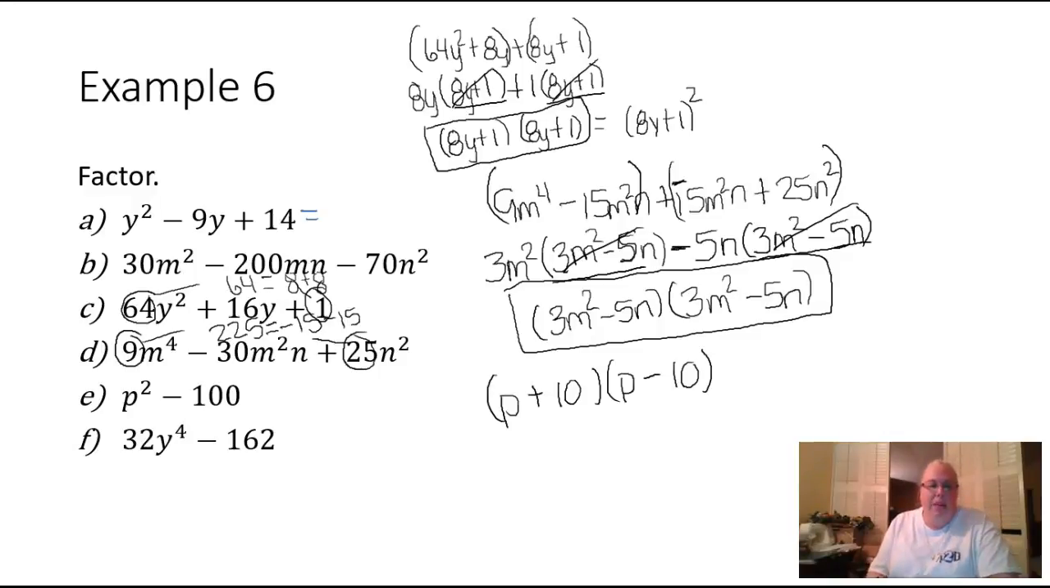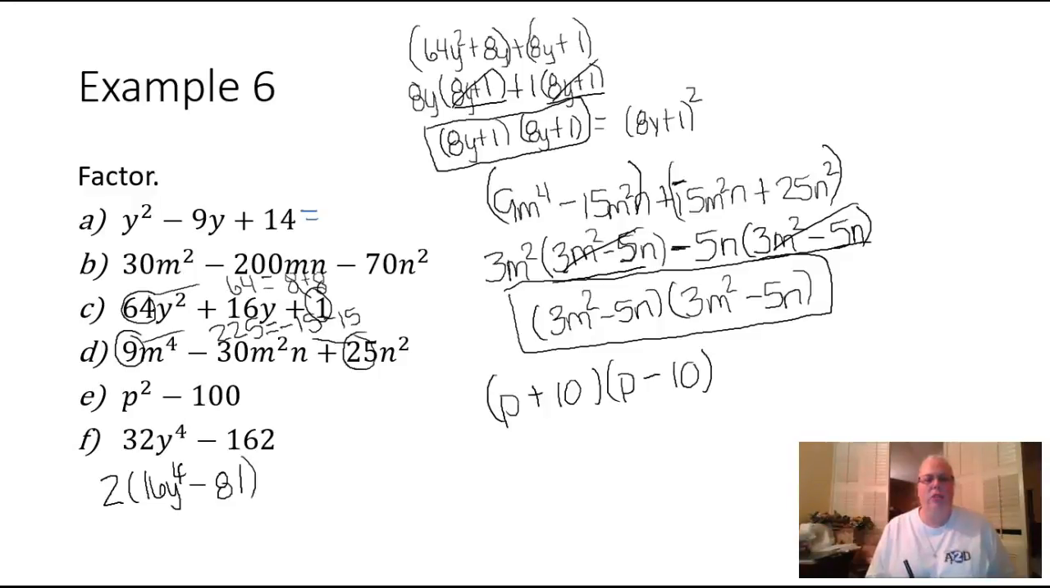Then when we go to F, it looks like it's going to be a difference of squares, but 32 is not a perfect square. But remember, the first rule for factoring is to pull out the greatest common factor. So if we can find something that would go into 32 and also into 162, we should probably pull that out in front. And it looks like 2 can go into both of those. So we're going to have 2 times 16y to the 4th minus 81.